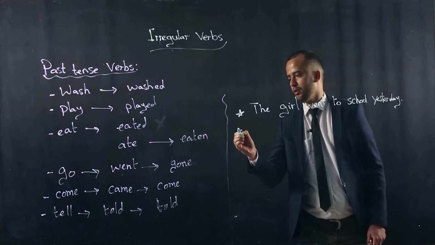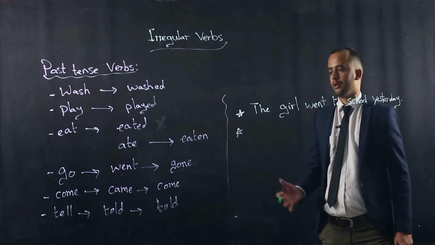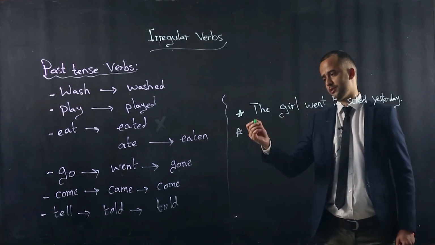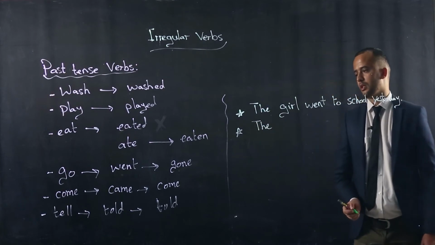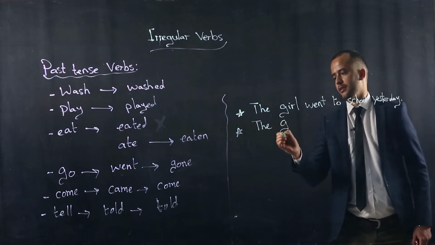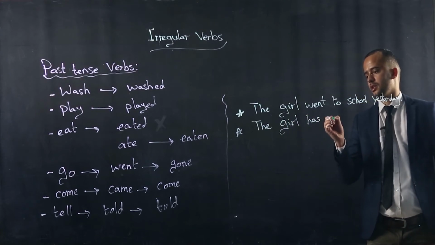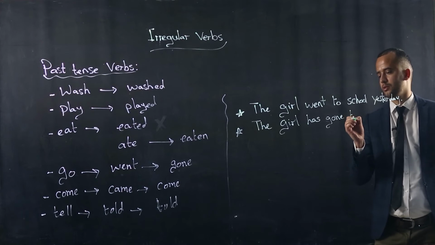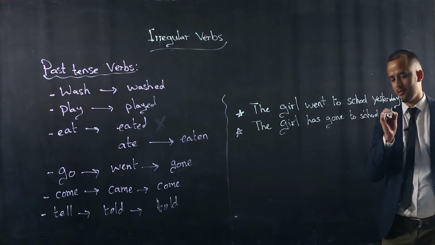And we can also use gone here to say that the girl has gone to school yesterday. We can use gone here to talk about the past. We can say the girl has gone to school yesterday.